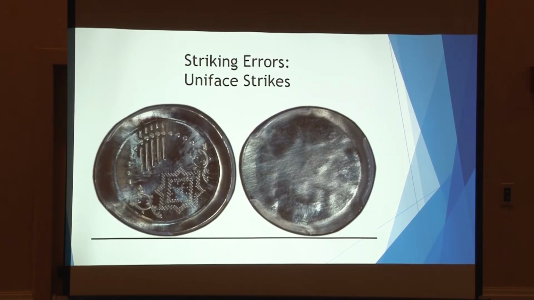Another kind of error that sometimes happens, but most of the time it's done on purpose, is a uniface strike. And that means that only one die was used to produce that coin. Usually these are produced after hours at the mint. A lot of times they're snuck out and sold to collectors. But they do sometimes occur by mistake when they're loading in the machinery and they forget to put in a die, but that's a very, very rare occurrence.